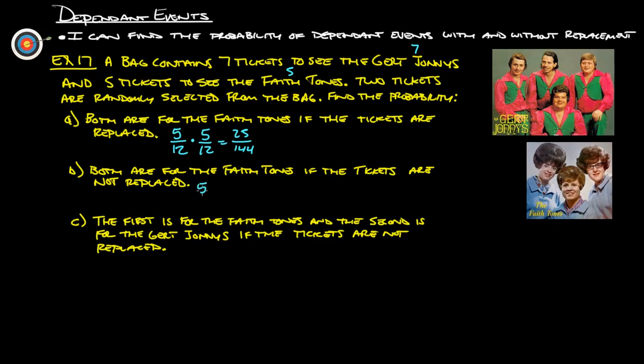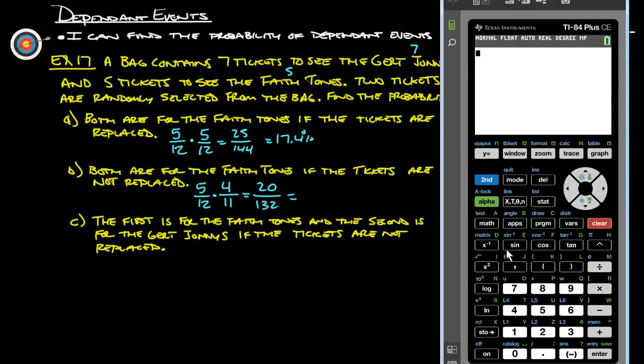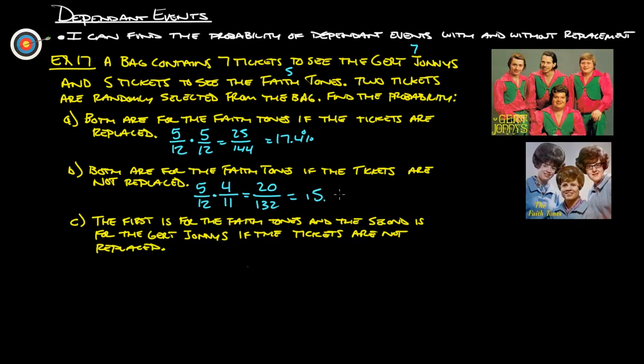So again, first one's still going to be 5 out of 12, but now you have one of those tickets out. So now there's only 4 left for the Faith Tones, and there's only 11 total tickets. It gives us 20 out of 12 times 11 is 132. So we do 20 divided by 132. And we get 0.151515. So that is 15.15 or 15.2%.